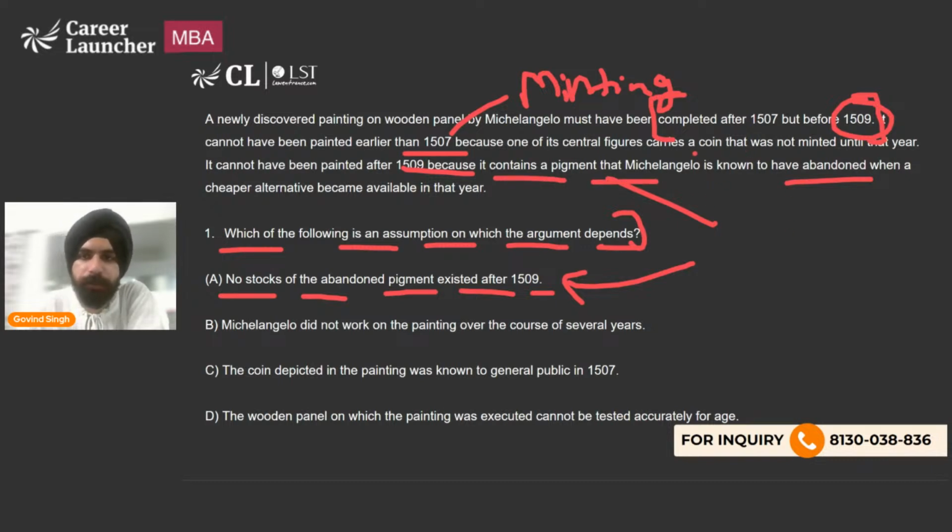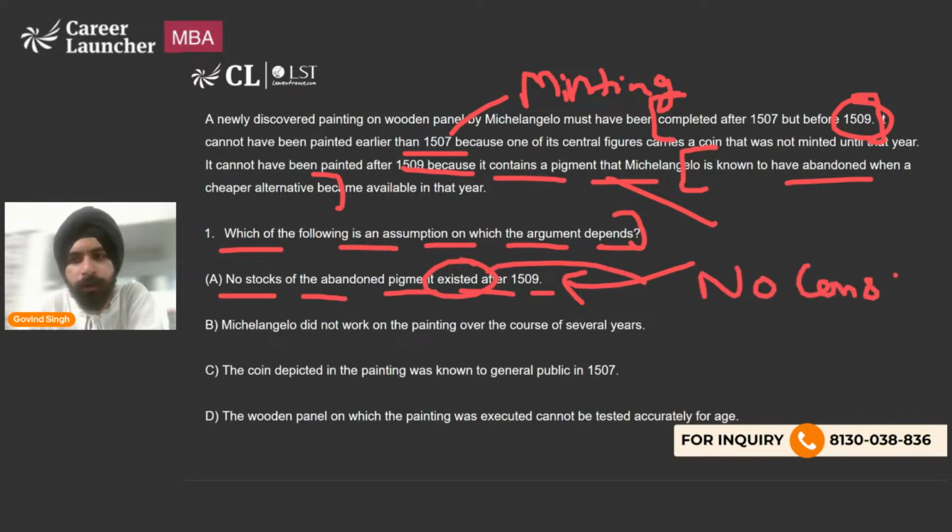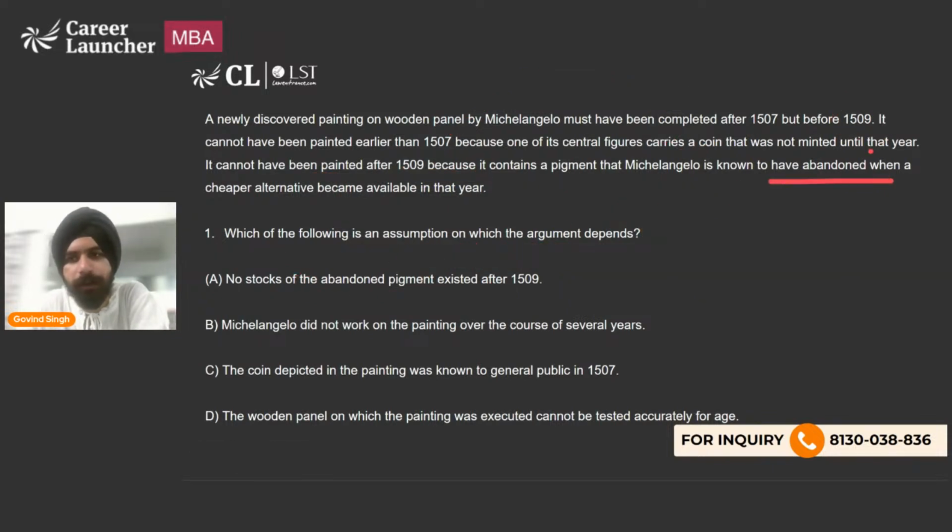But see, this is where things get tricky. Michelangelo is known to have abandoned it when a cheaper alternative became available. So if it existed or did not exist, that has no bearing, no consequence on our argument. We do not care if it existed or did not exist. If Michelangelo has already abandoned it, abandoned means left it. So he does not care if it exists or does not exist, right? So this is a wrong option.